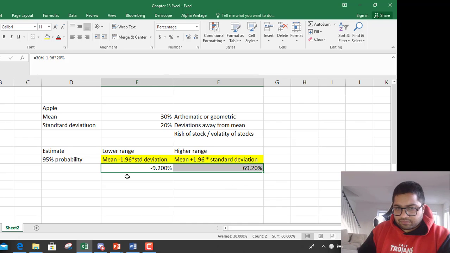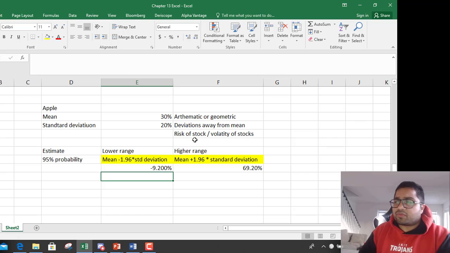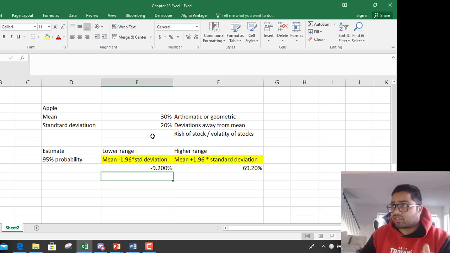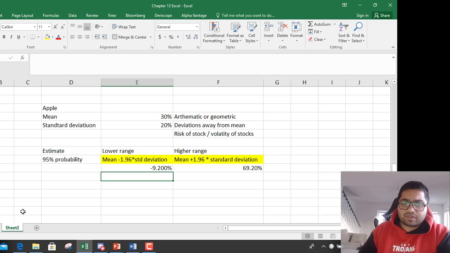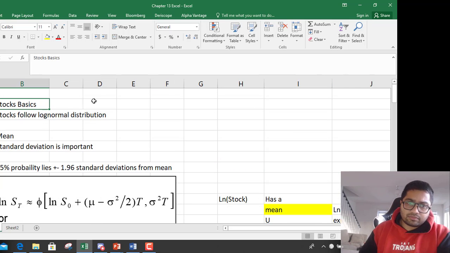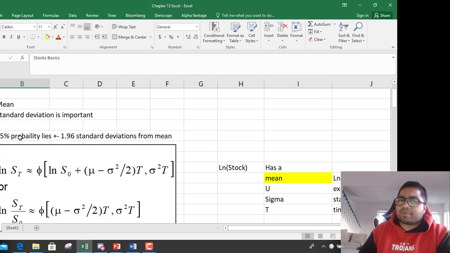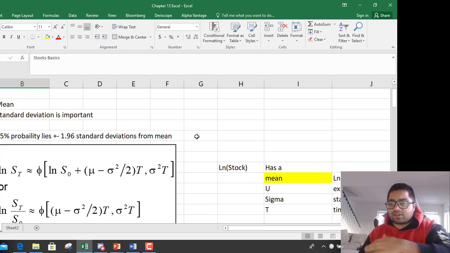Now this is a very crude way of doing it. Actually, for the mean and standard deviation, there is a method to find them out, and we are going to look at what those methods are. So stocks follow a log normal distribution. If the mean and standard deviation are known, with 95% probability you can predict that the range will be plus or minus 1.96 deviations from the mean: lower value minus, higher value plus.